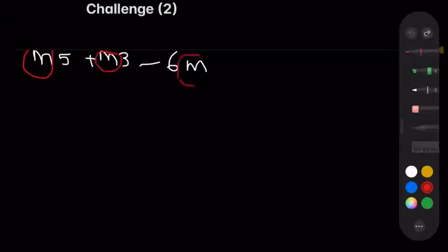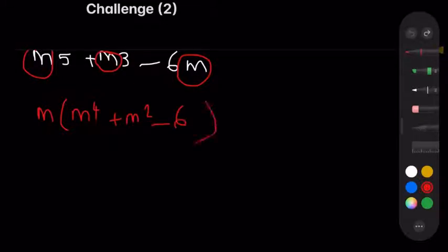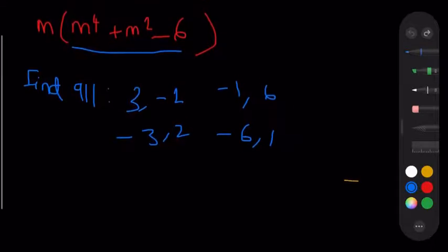m to the power of 5 plus m to the power of 3 minus 6m. First of all, we want to find the common factor, which is m, because as you can see, all of them have m. So we will put m outside, and then m to the power of 4 plus m to the power of 2 minus 6, because as we said, m is outside the bracket. So these are all the factors that, if we multiply, we will get negative 6.